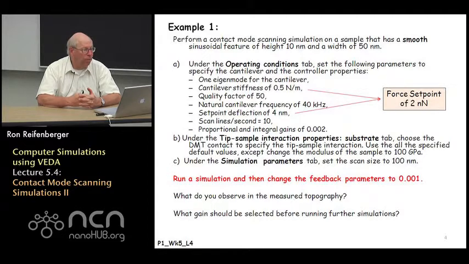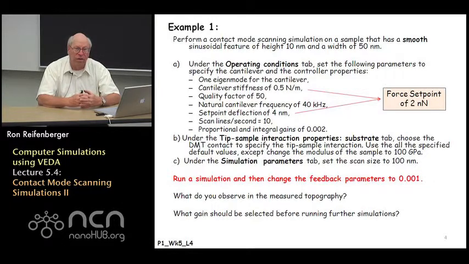Here's my first example. We're going to scan a tip over a smooth sinusoidal feature. The height of the feature is 10 nanometers. The width of the feature is 50 nanometers. These parameters can be set in tab 4. There's various operating conditions that have to be specified. So in this particular case, we're going to choose a cantilever with one eigenmode. We're going to choose a cantilever stiffness of 0.5 newtons per meter. Typical quality factor is on the order of 50. Typical resonance frequency for the cantilever is on the order of 40 kilohertz.